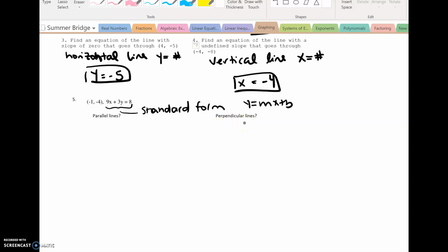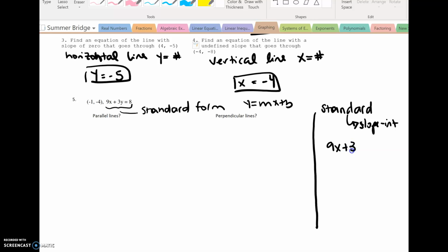So first things first, before we do anything else, I'm going to do a little side calculation here where we're going to go from standard form to slope-intercept form. Okay, so here we go. We have 9x plus 3y is equal to 8.